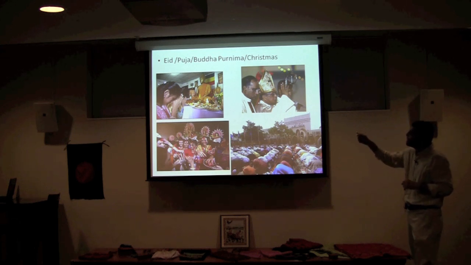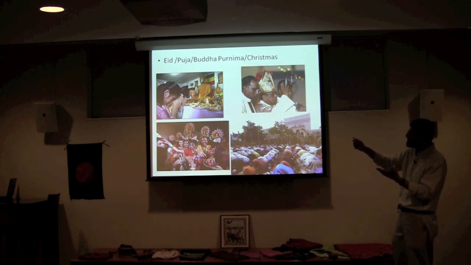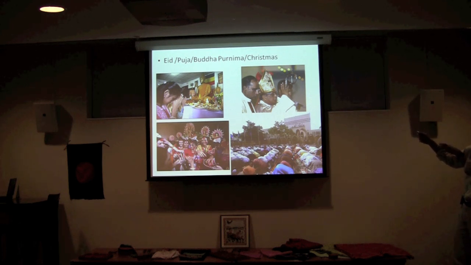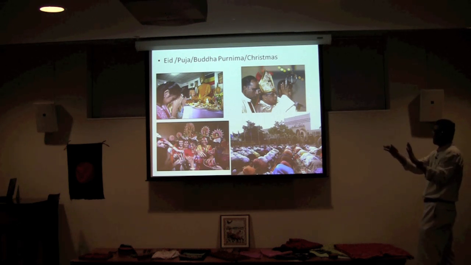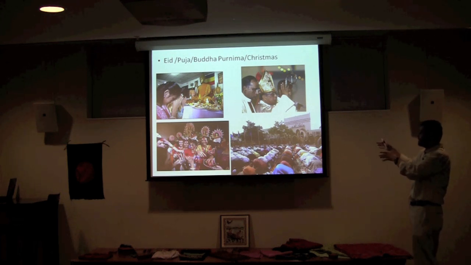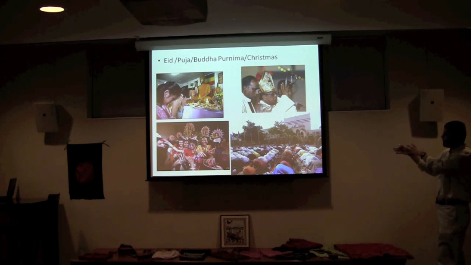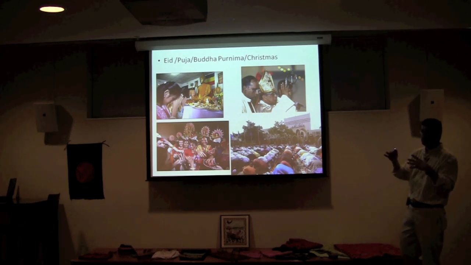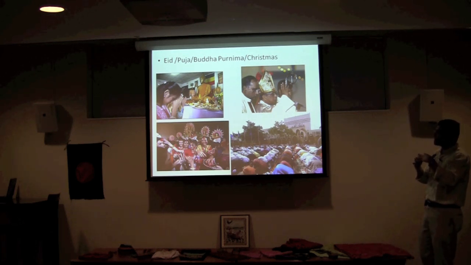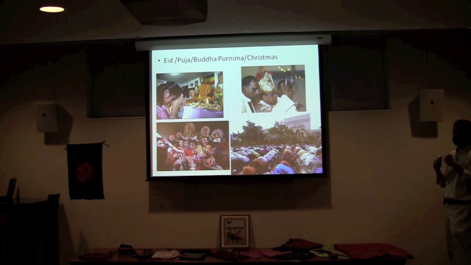For example, on the top left, we have people of the Buddhist faith. On the bottom left, we have people of the Hindu faith. On the top right, we have people of the Christian faith, and on the bottom right, we have Muslim people, and it's a very peaceful atmosphere, and the communal structure is very tight.